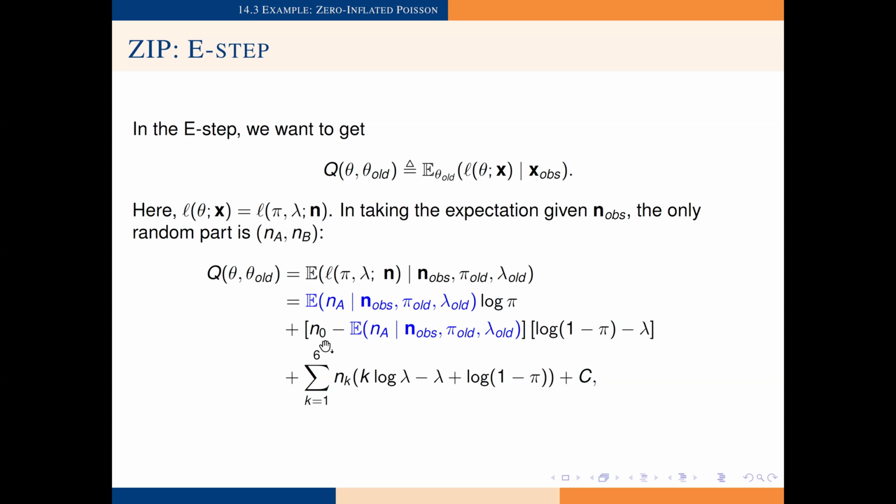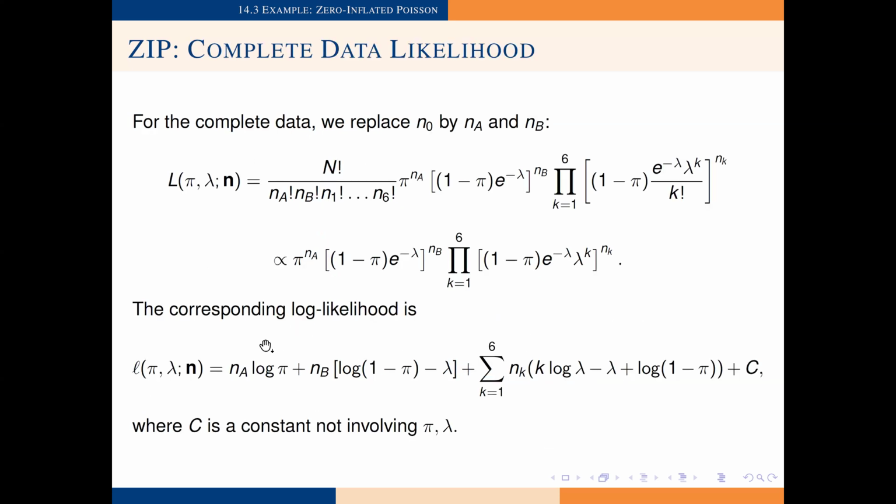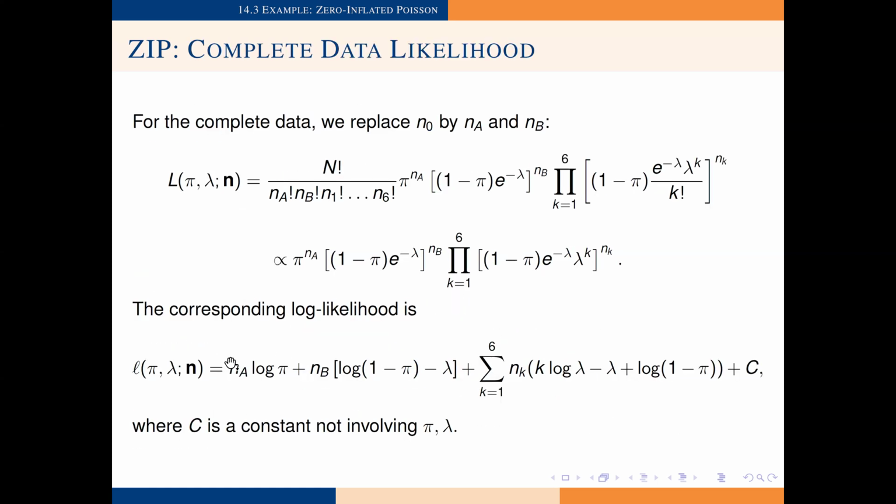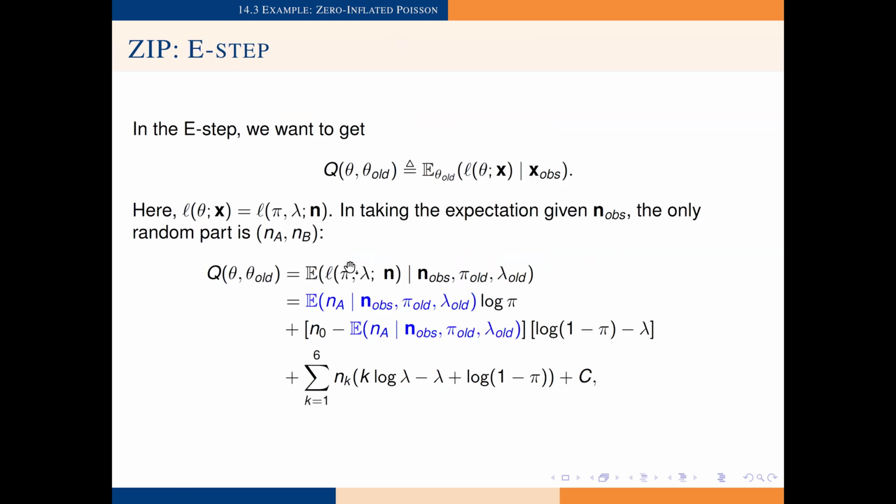In this case, it's going to be given by the expectation of NA given the observed data, pi old and lambda old values, times log pi, right? So you can see that it's essentially what was on the last page, this thing over here. But instead, because we're working with the conditional distribution of NA and NB, the missing values that we don't observe, we need to figure out what are their conditional expectations given the observed data and the pi old and lambda old. So here we replace the NA in the complete data log likelihood by the expectation of NA given the observed counts, pi old and lambda old, times log pi.